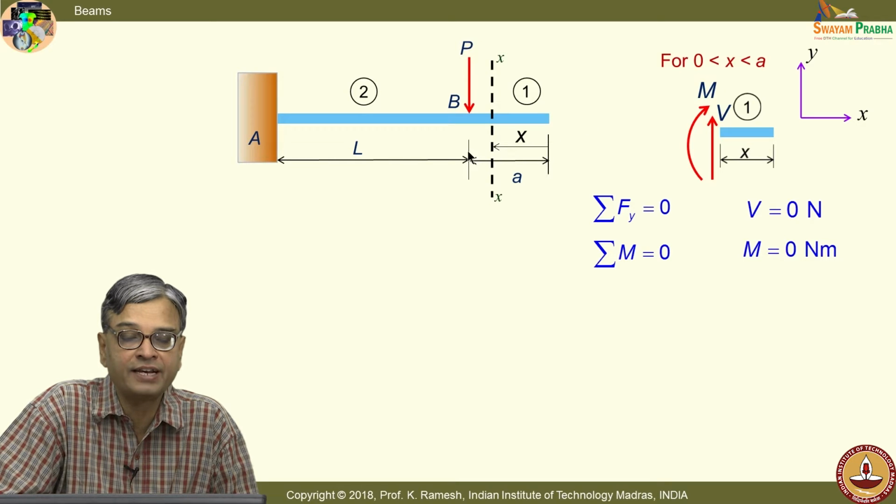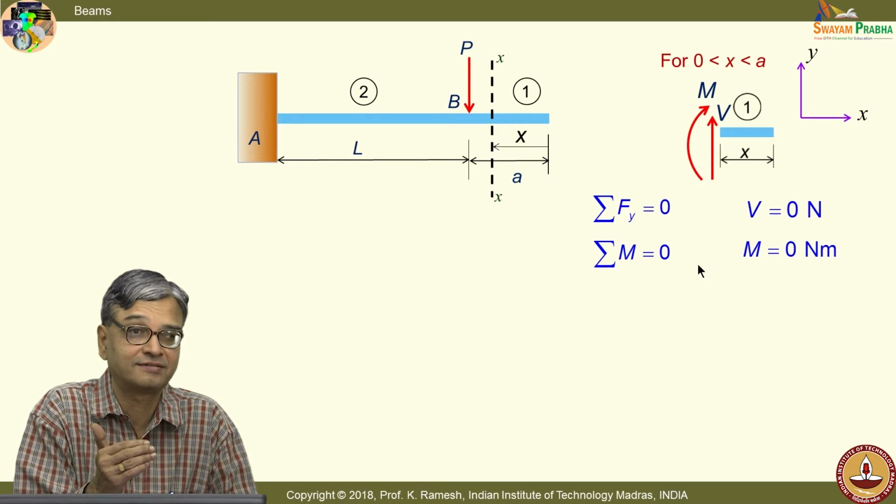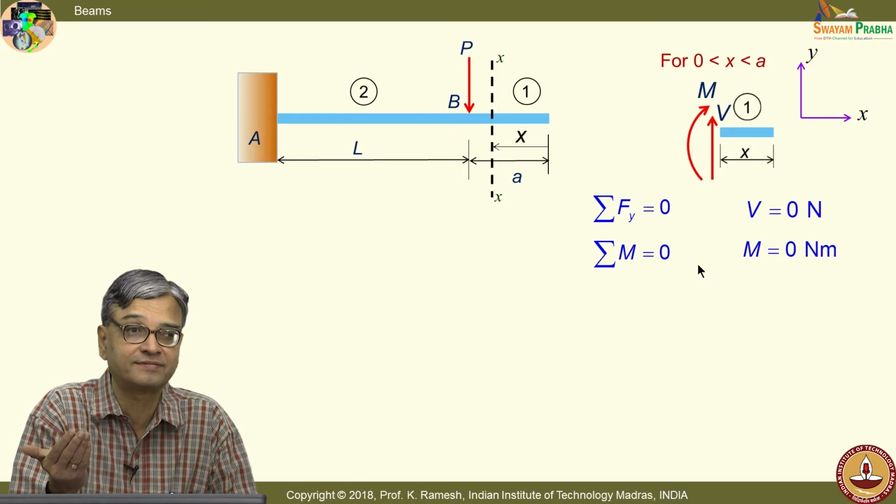Between 0 and A, in this section of the beam, I get shear force is 0 as well as bending moment is 0. You have to recognize 0 is also an answer. We have seen 0 force members in the case of a truss.